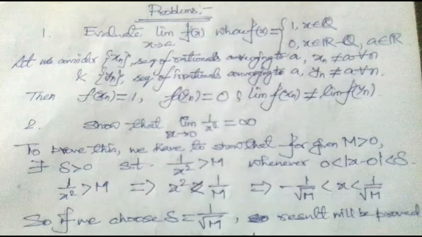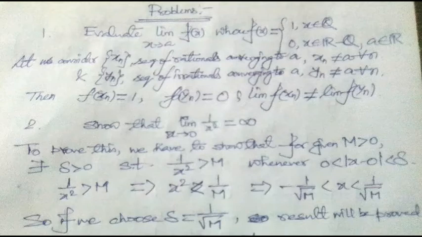So let us consider two sequences. First of all, xn is a sequence of rationals converging to a, and yn is a sequence of irrationals converging to a. Note one thing, xn not equal to a for all n and yn not equal to a for all n. So clearly, by the definition of f(x), f of xn must be 1 because xn is a sequence of rationals, and f of yn must be 0 because yn is a sequence of irrationals.